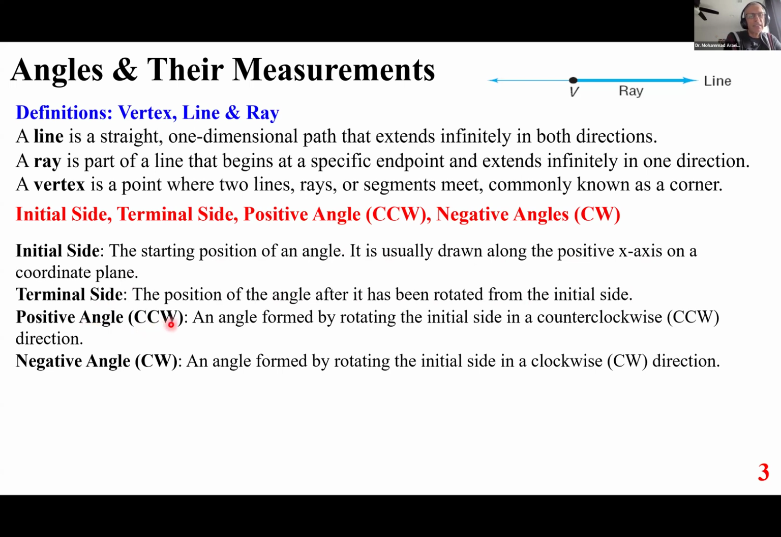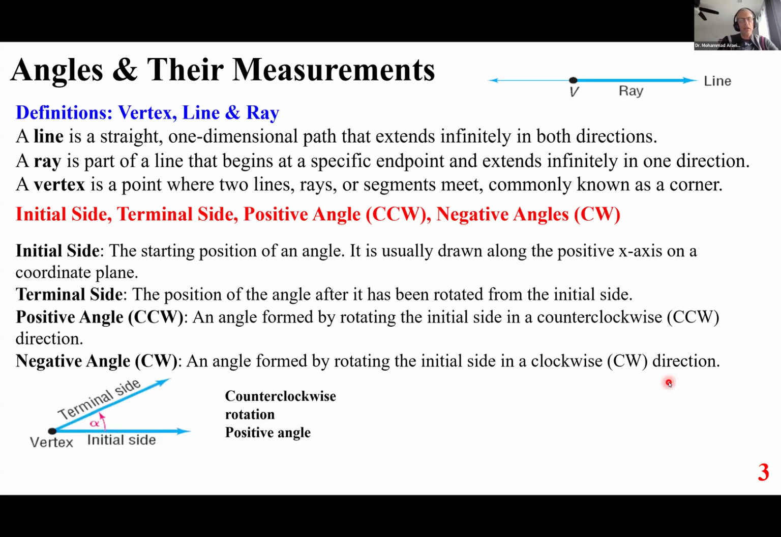Positive angle, CCW, short for counterclockwise: an angle formed by rotating the initial side in a counterclockwise direction. Negative angle, CW: an angle formed by rotating the initial side in a clockwise direction. So, counterclockwise rotation, positive direction. Here's the initial side, here's the terminal side, and if you look at the arrow, that gives us the positive direction, or CCW, or counterclockwise.